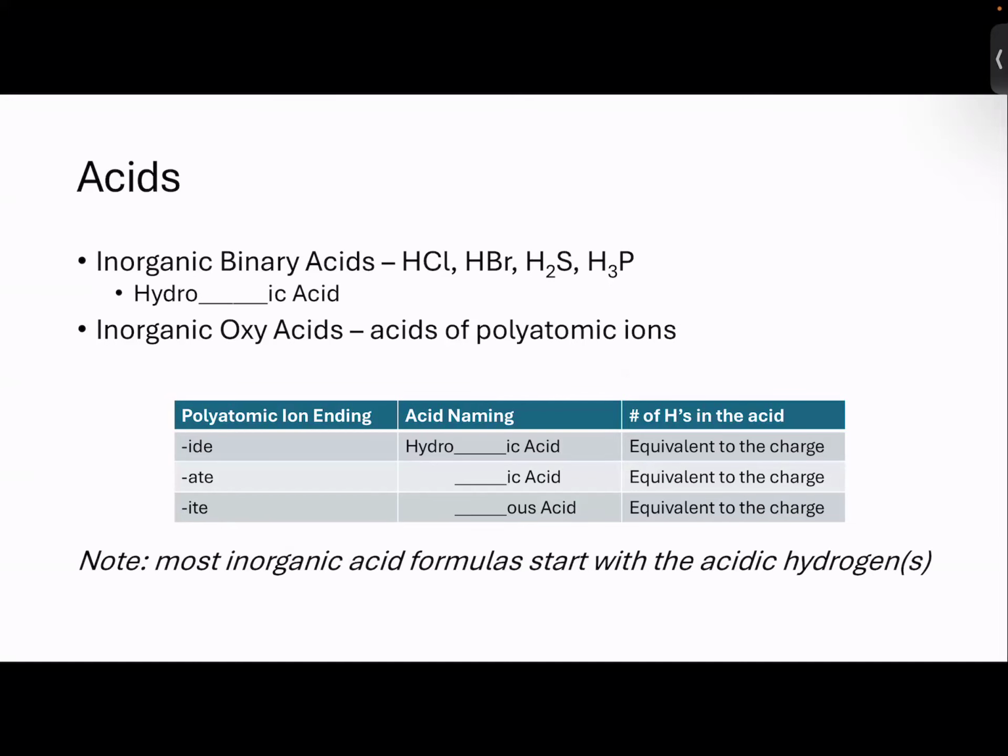Now, going back to 8.7, let's just talk about naming acids. The first thing is the inorganic acids. Inorganic acids can be divided into binary acids and oxyacids. Binary acids are acids of hydrogen and one other element.